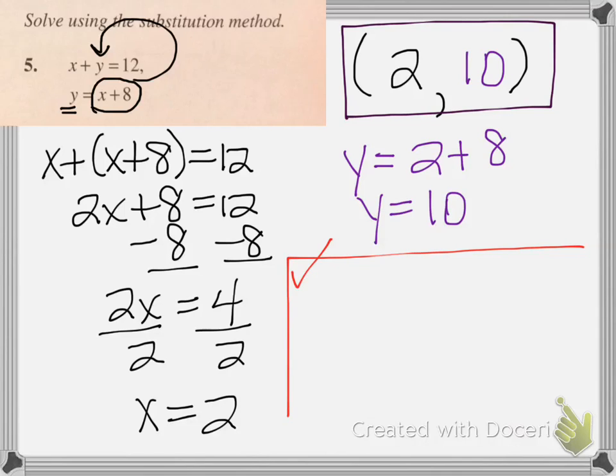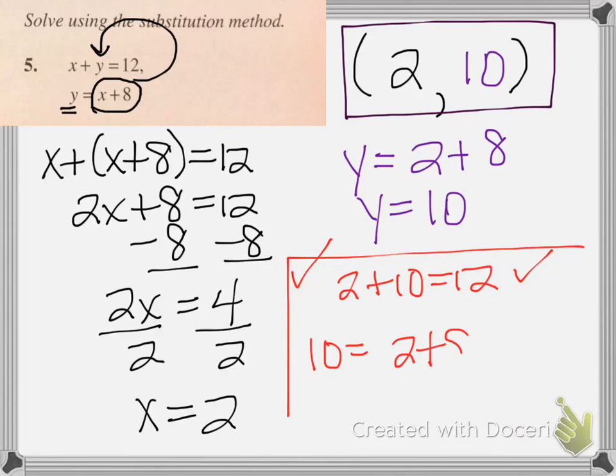Now you could always check your work by plugging in the values. So to check your work, if you're saying that 2 and 10 is your ordered pair, then our first equation of x plus y would be 2 plus 10 equals 12, and that's true. The second equation is y, so it would be 10. Does that equal 2 plus 8? And that checks as well. So you can always plug your ordered pair into both equations in order to check your work.